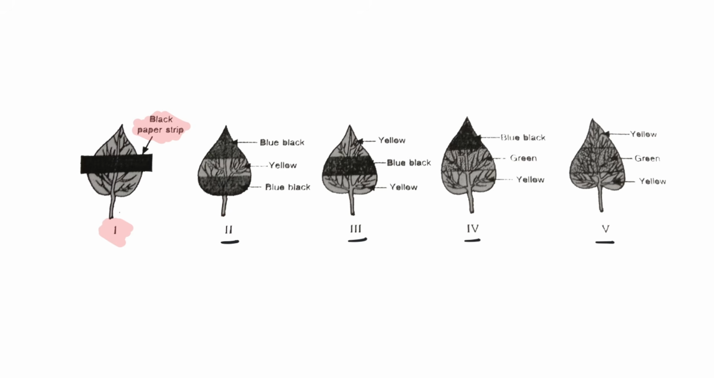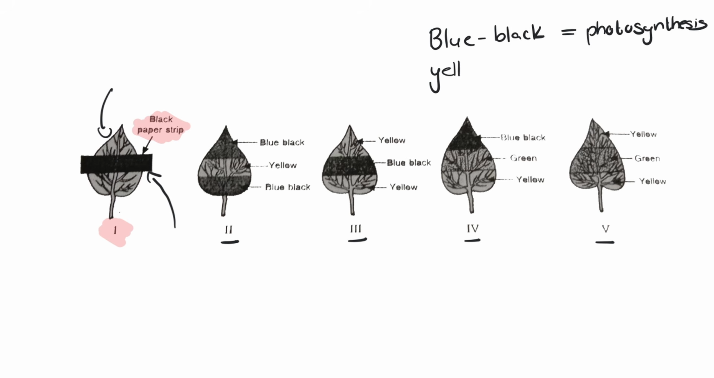Now, remember, what we're looking for is blue-black, which means that photosynthesis has taken place. That equals photosynthesis because it's positive for starch. Now we look back at our leaf over here and we see that wherever the piece of paper is, there's no photosynthesis taking place. So it should be a yellow color, or a kind of brownish color. So if it's yellow, then there is no photosynthesis.